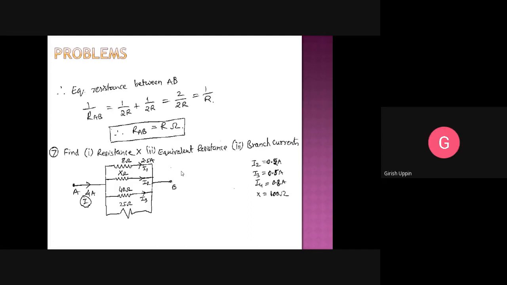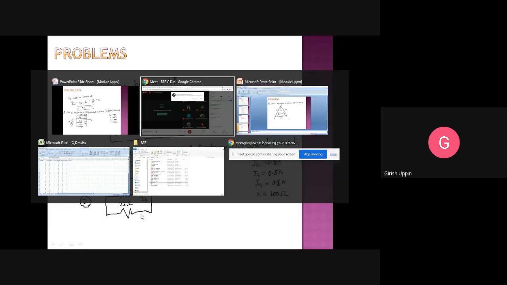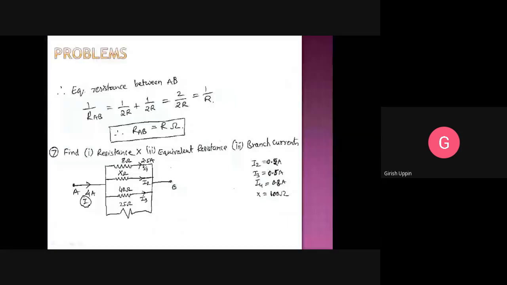V is 20 volts. 20 volts is applied across this resistor, and 20 volts is applied across this resistor. So we can start with that value. Now V is equal to I2 into X, but I2 is unknown, so we will not use that equation as of now.